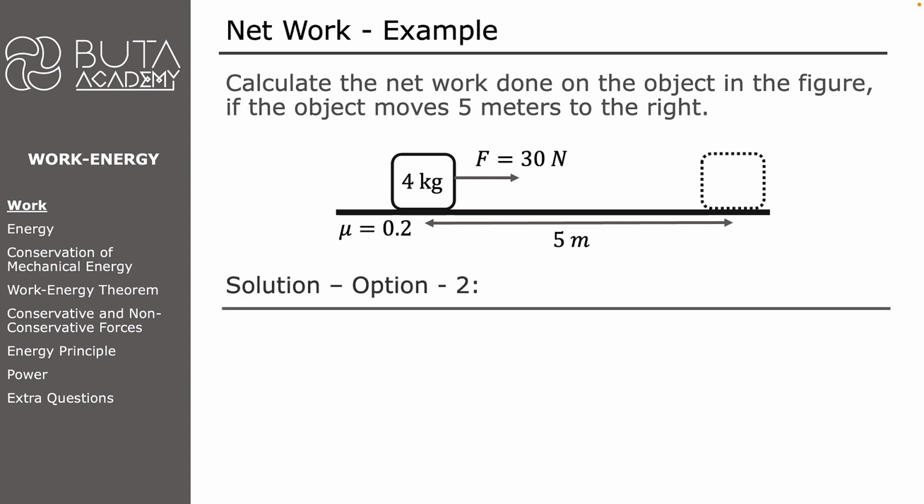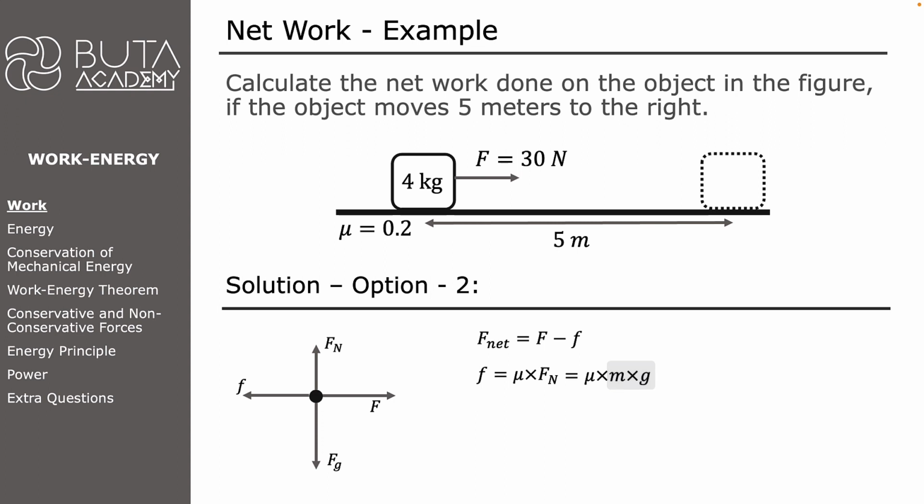Let us now look at the second way of calculating the total work. We already have the free body diagram from the first method. Because the object does not move along the vertical axis, the normal force and force of gravity act in opposite directions and have equal magnitudes. As a result, the net force acting on the object equals the difference between the applied force and the friction force. Kinetic friction force can be calculated as the product of coefficient of friction and the normal force. In this case, mass multiplied by gravitational acceleration.